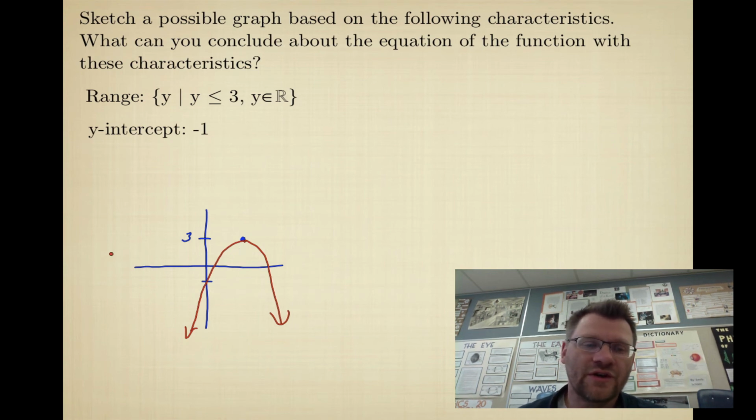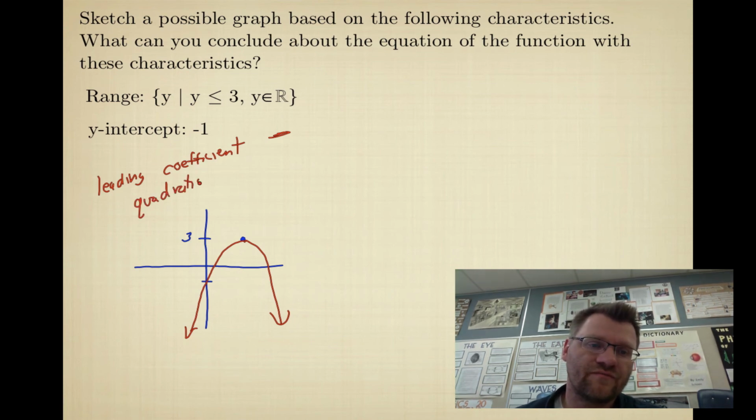So this parabola could shift left to right. It definitely can't change the direction of opening, though, because if I change the direction of opening, that means that y is going to have to be greater than a value, and that's not the case here. So what we can conclude about the equation of the function is that it has a leading coefficient that's negative, and it also is a quadratic function. So we had to make some assumptions, and that's just based on this information here.